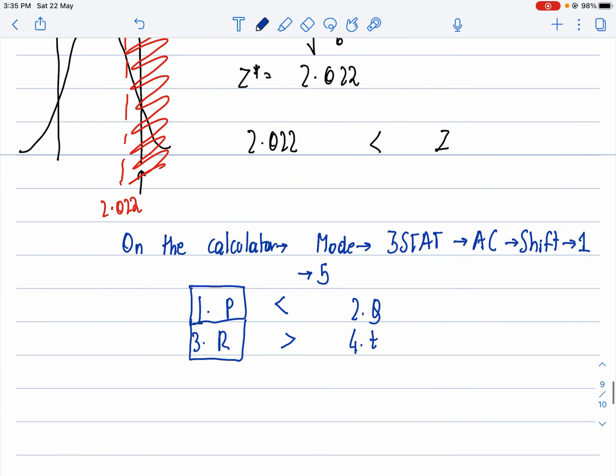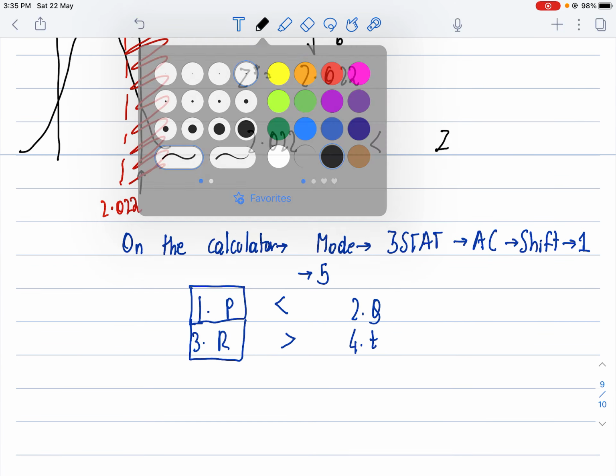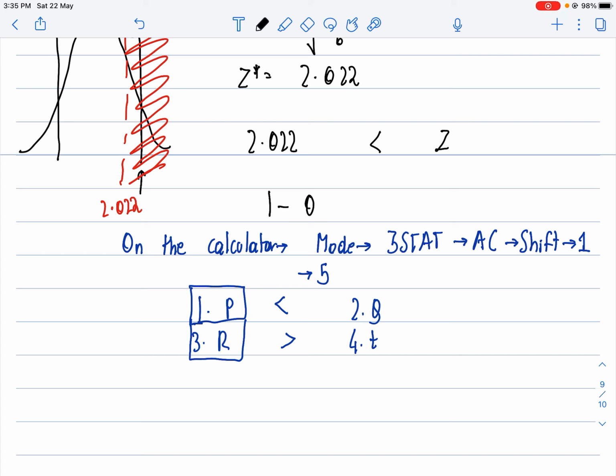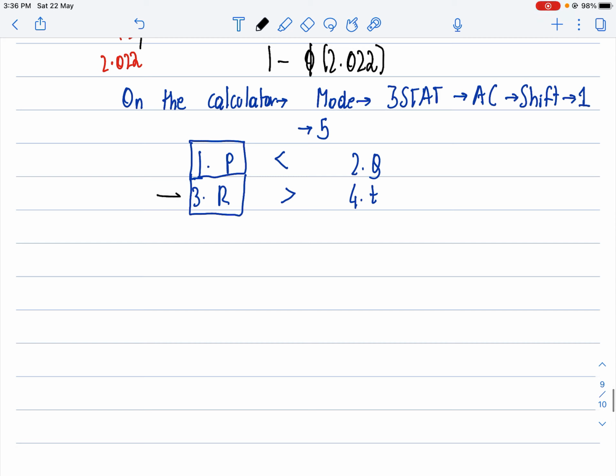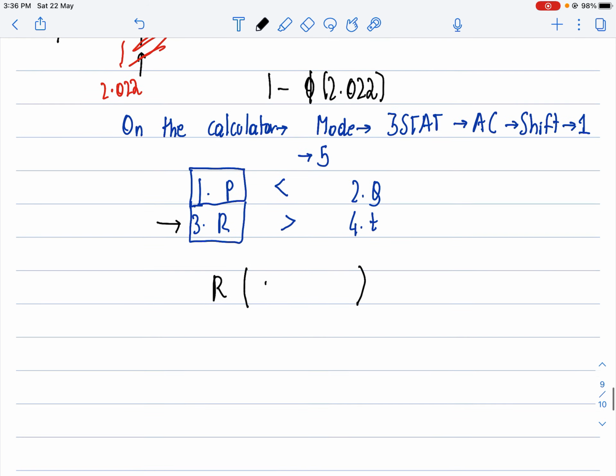Now I need 1 minus phi of 2.022. Correct? 1 minus phi basically means more than. So I'll click on option 3. When I click on option 3, I'll get something like R with a bracket. In my bracket, I simply put 2.022. When you do that and click on equal to, you get 0.021566. But now, is that the final answer?